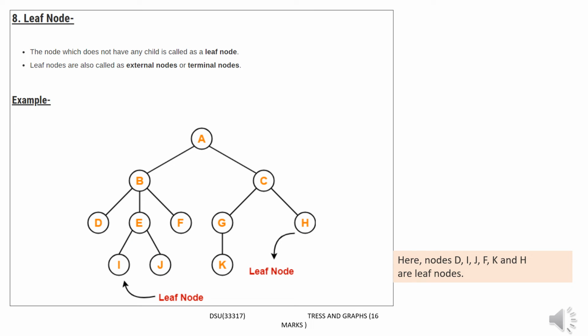Next is a leaf node. The node which does not have any child is called a leaf node. Leaf nodes are also called external nodes or terminal nodes. Okay, the last node of the tree which has no child is called a leaf node. In this tree, nodes D, I, J, F, K and H are the leaf nodes, because these nodes are the terminal nodes.